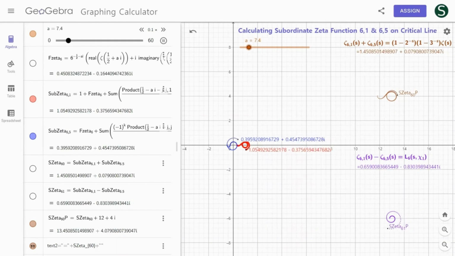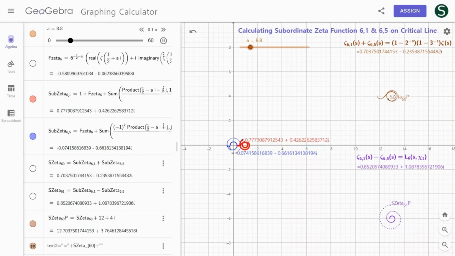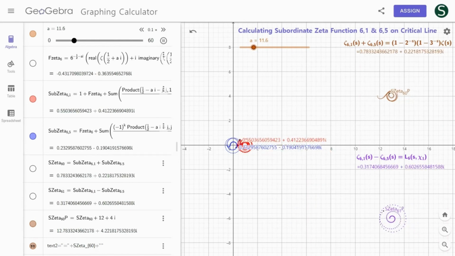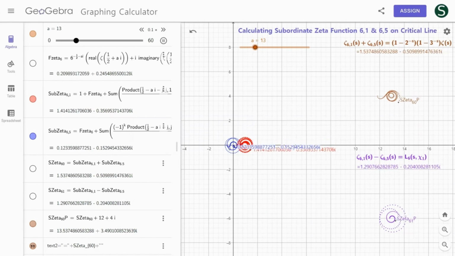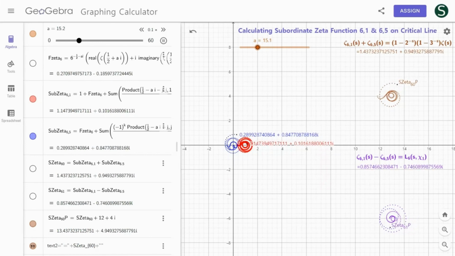The sum of the subordinate zeta functions 6,1 and 6,5 is the zeta function multiplied by (1 minus 2 to the minus s power) and (1 minus 3 to the minus s power), excluding the divisors 2 and 3 of 6, and the difference of the subordinate zeta functions 6,1 and 6,5 is the L function chi1 of mod 6.